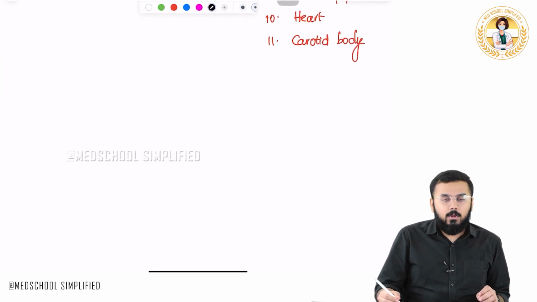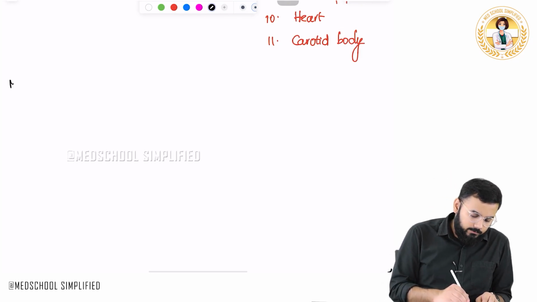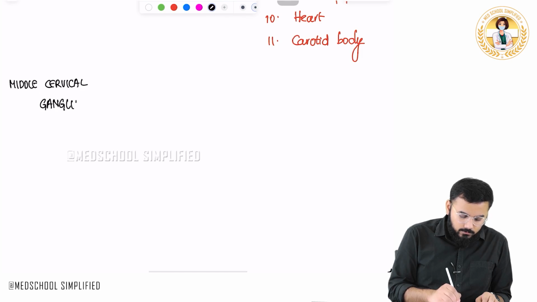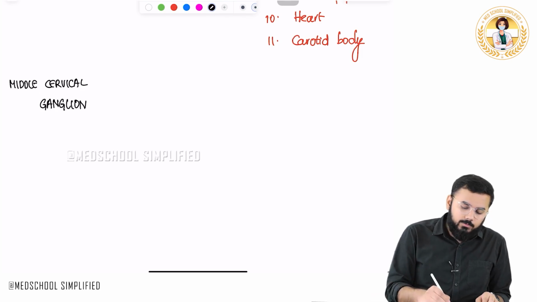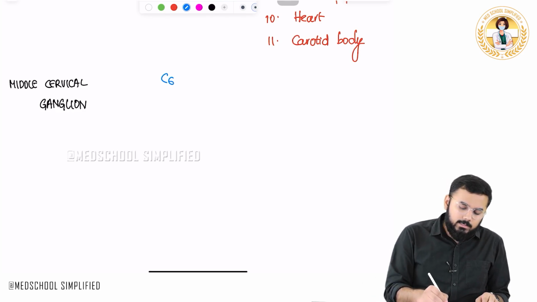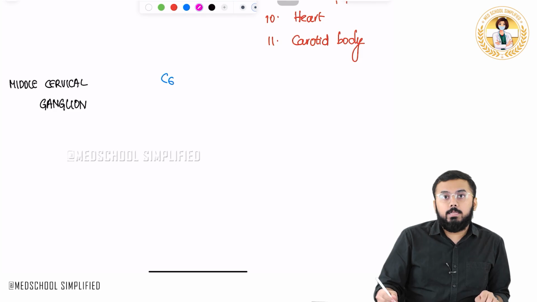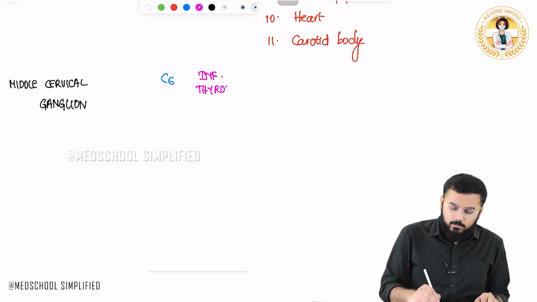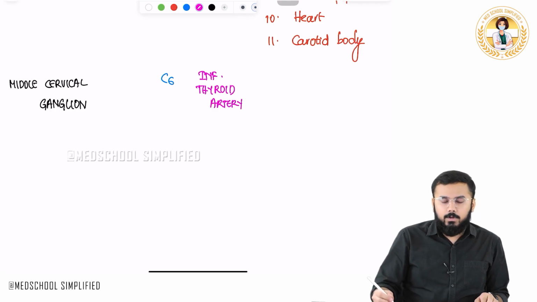The next important ganglion we will discuss is the middle cervical ganglion. So, where is this middle cervical ganglion present? It is present at the level of C6. What is the artery that is in relation with this middle cervical ganglion? That is the inferior thyroid artery.